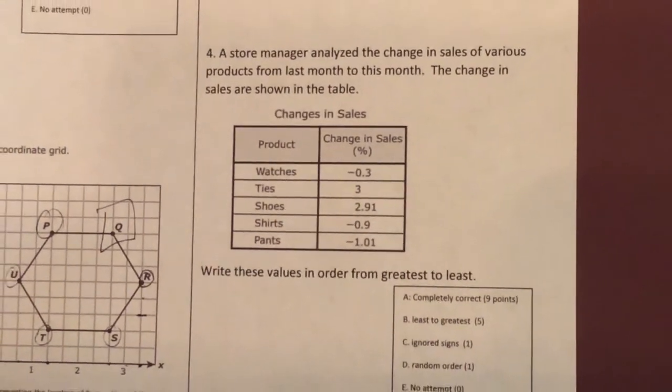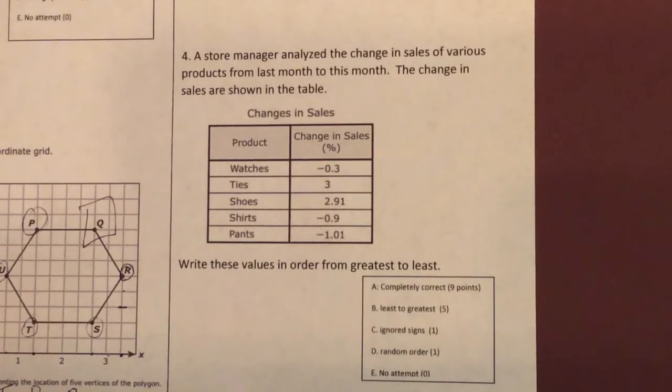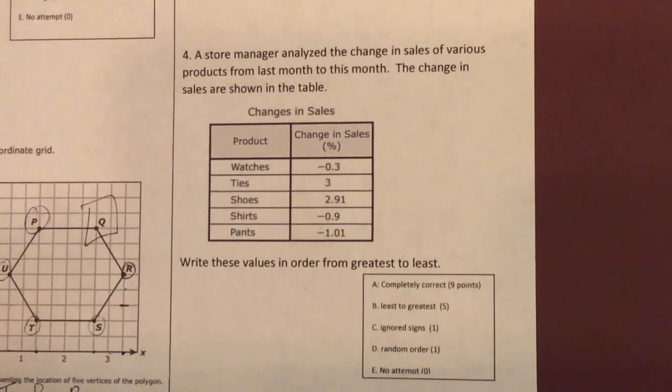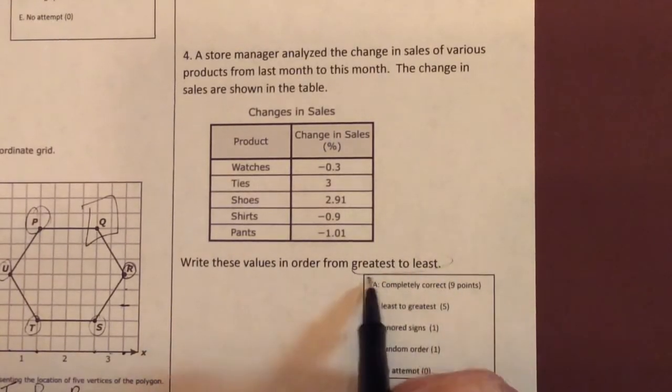This problem wasn't bad. A lot of you did pretty well on it. From what I saw, a store manager analyzed the sales of various products from last month to this month. The change in sales was shown on the table. This was a STAR question from maybe 2 years ago. Okay, we're going to write these values in order from greatest to least.